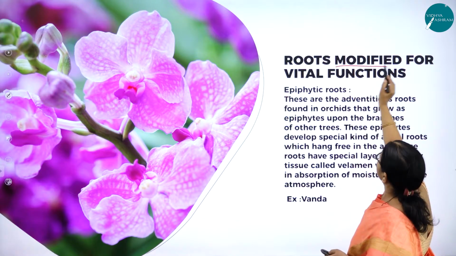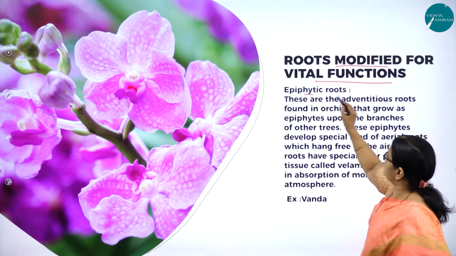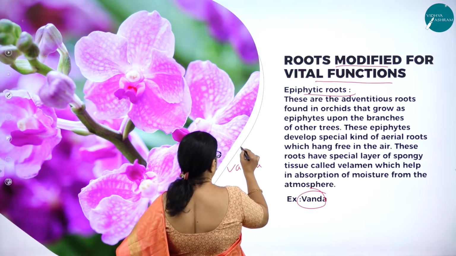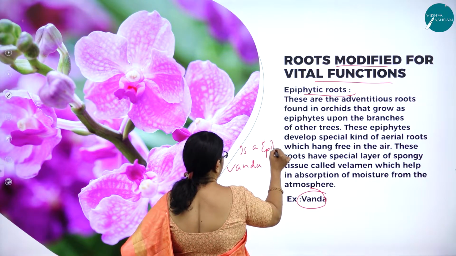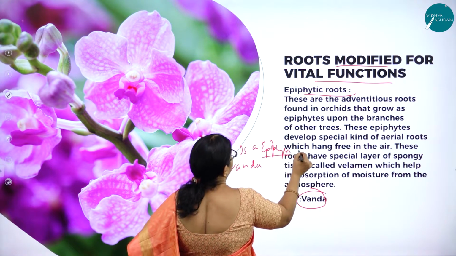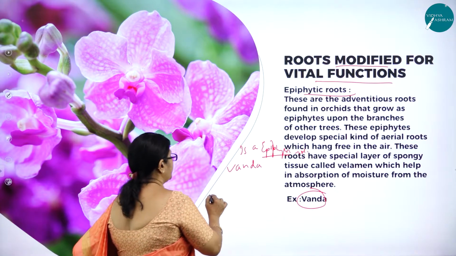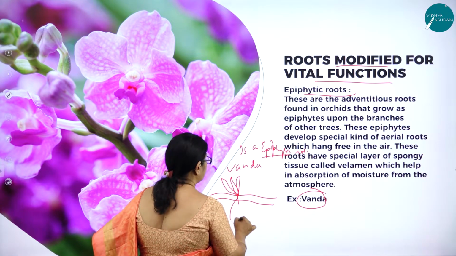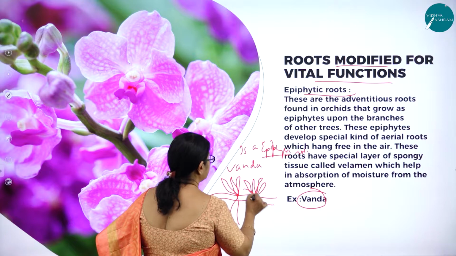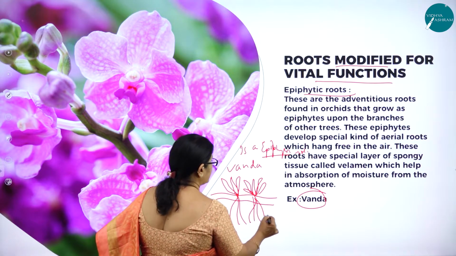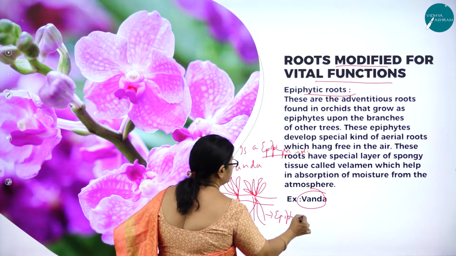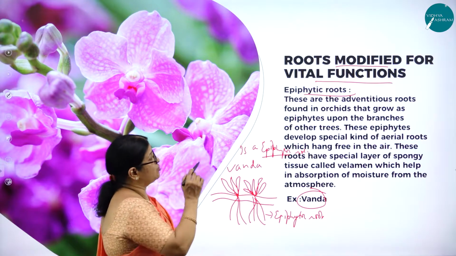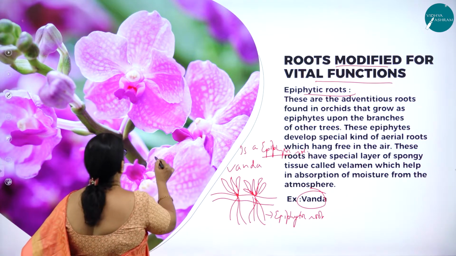Moving on to the roots modified for vital functions. You might have come across epiphytic roots. A classical example is Vanda. It takes the support of some other plant like this. These are called epiphytic roots. What do you mean by epiphytic roots? They are the adventitious roots that you can usually come across in orchids.